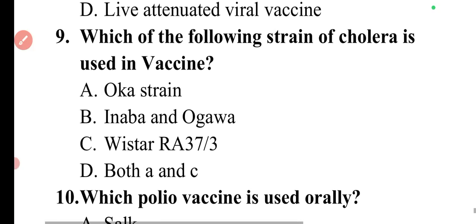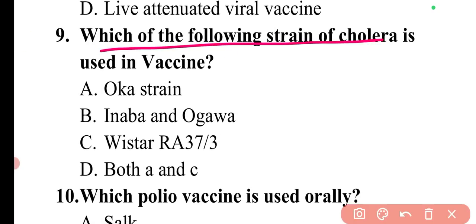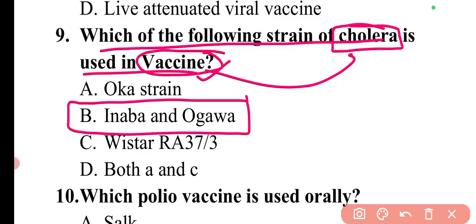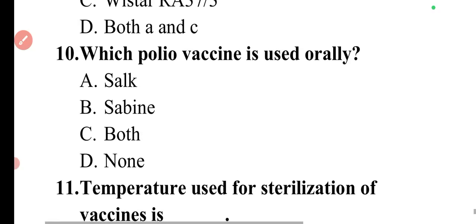Now coming to the next question. Which of the following strains of cholera is used in vaccine? For the production of vaccines against cholera, which strain is used? The Inaba and Ogawa strains of cholera are used in vaccination. So option B is correct.